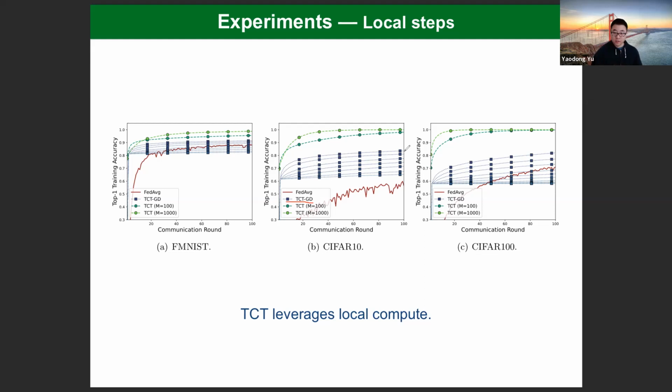And different curves correspond to different learning rates. We are trying to optimize for the best learning rate for GD. And in this case, M represents the number of local steps for TCT, and we can find that by increasing the number of local steps, we get a much better convergence rate empirically compared to the gradient descent approach. So to summarize, we can leverage the local computation, do more local steps, and converge much faster.